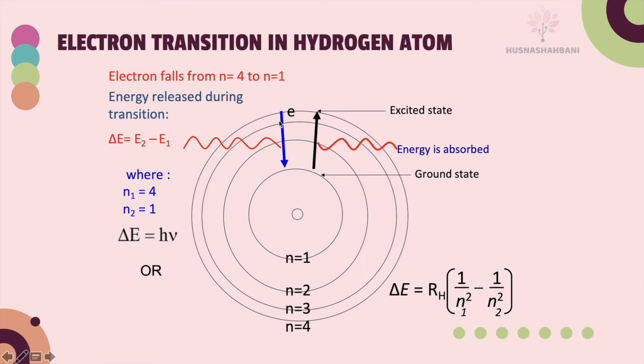Our n initial is n equal to 4, and our n final is n equal to 1. Where n1 is n equal to 4, n2 is n equal to 1, so our n2 is final. Delta E is E final minus E initial, final n equal to 1, initial n equal to 4. This is our delta E, which is also equal to h nu, h times frequency.